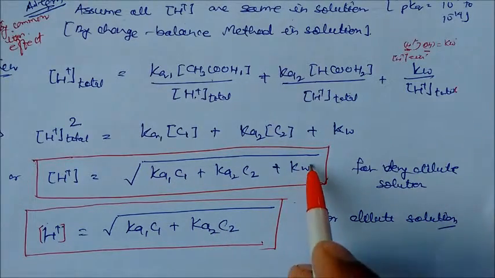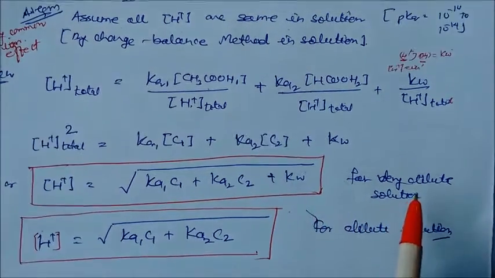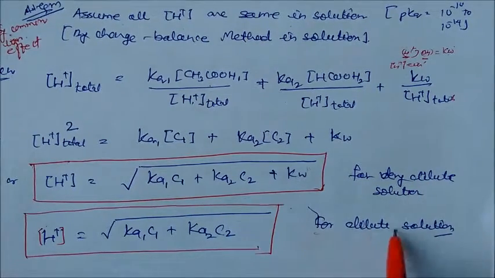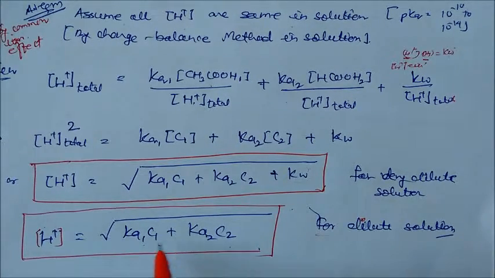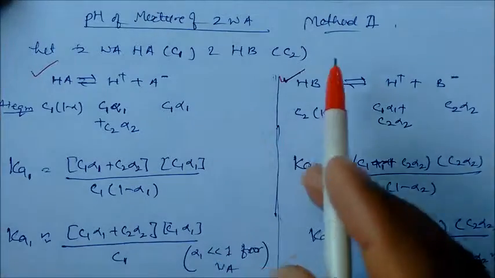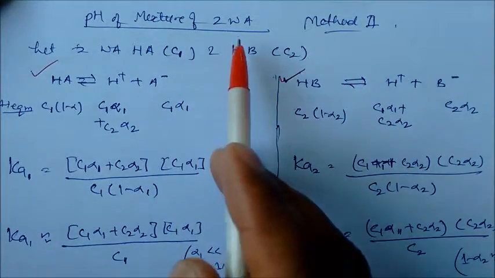So KW is only taken when the solution is very dilute, but if the solution is not that dilute, an aqueous solution, then H plus equal to square root of K1 C1 plus K2 C2. So now if we know the two values K1 C1 and K2 C2, we can find the pH of the solution. Now we have a second method also, that is the pH of a mixture of two acids.